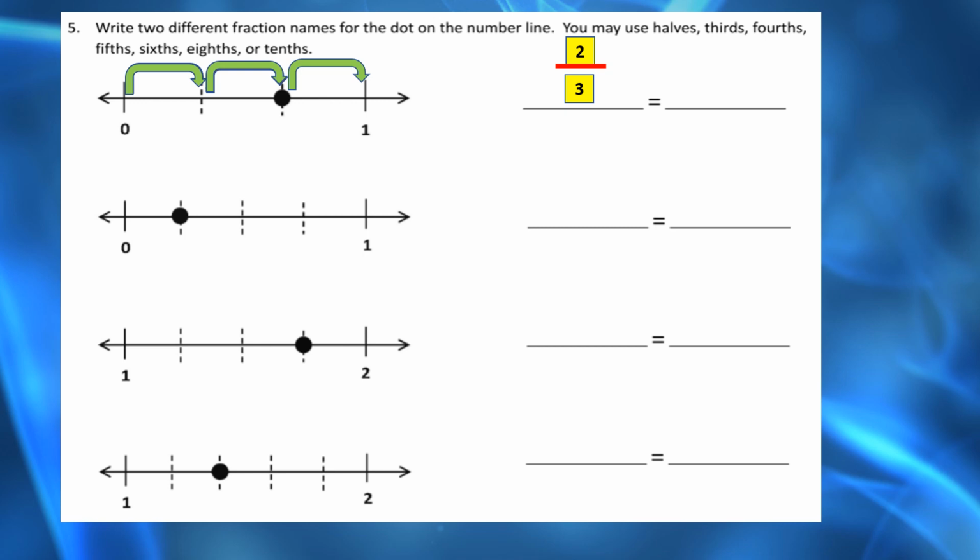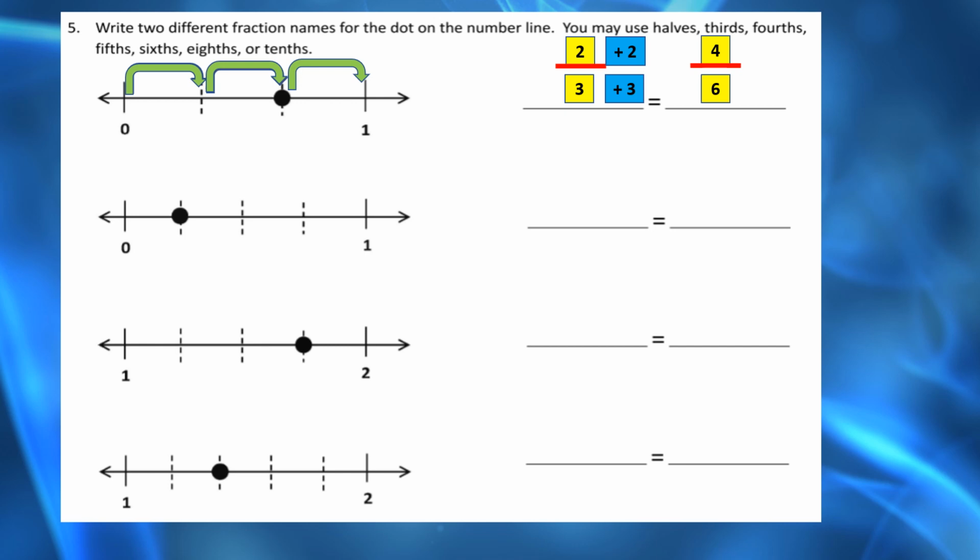Now, I need to figure out an equivalent fraction for 2/3. Well, that shouldn't be hard. As long as I use the double method, that should be great. It should be easy to do. So let's do our numerator. So 2 plus 2 would give me 4. And 3 plus 3 would give me 6. So that means an equivalent fraction for 2/3 would be 4/6.